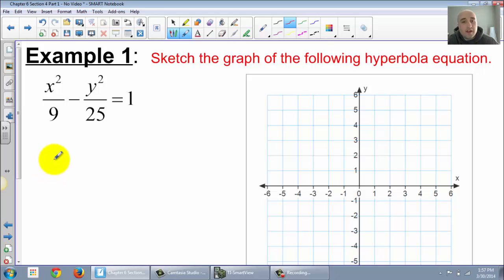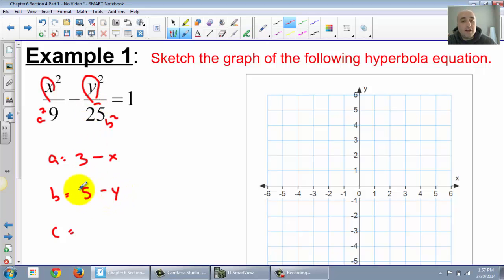All right, so let's figure out our A, our B, and our C. All right, so A, remember A is always the first number on the bottom. So this is A squared. So the square root of 9 is 3. And what letter is it underneath? It's underneath X. B is always the second number on the bottom, and it's underneath Y. So it's going to go on the Y, and the square root of 25 is 5.